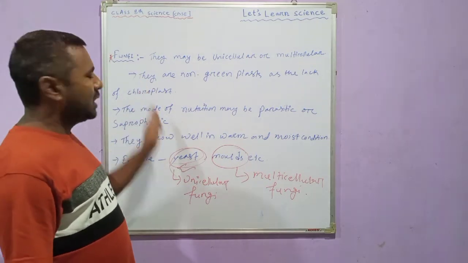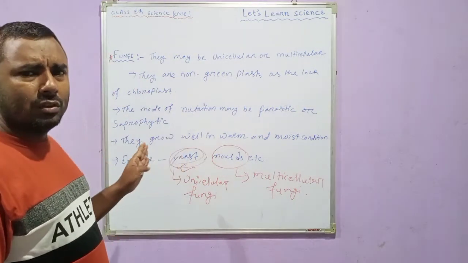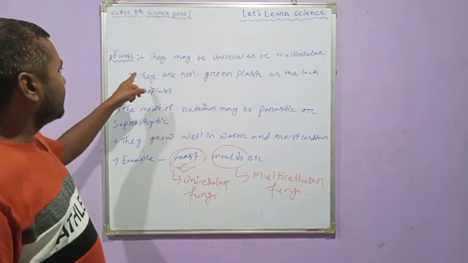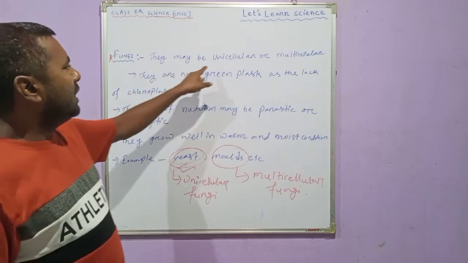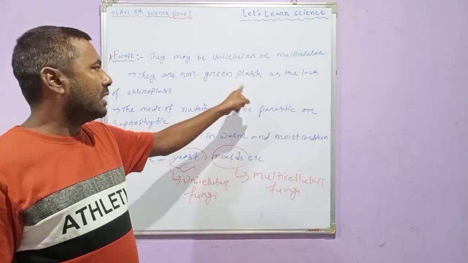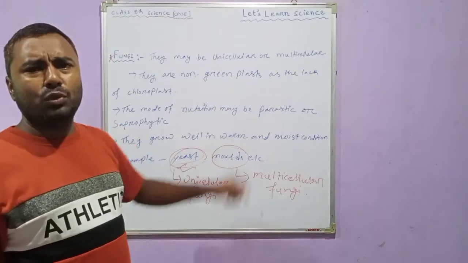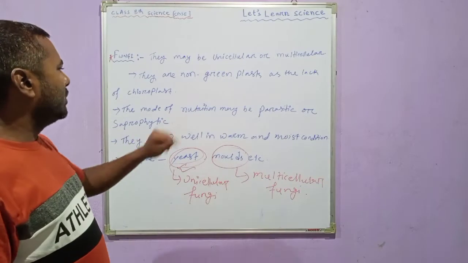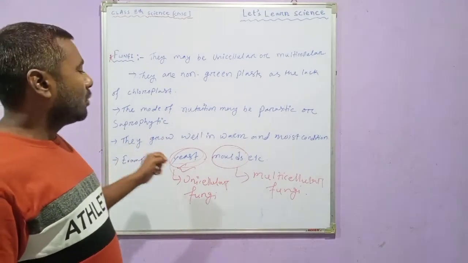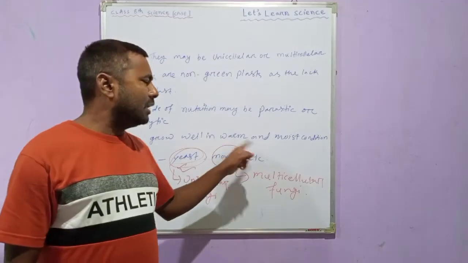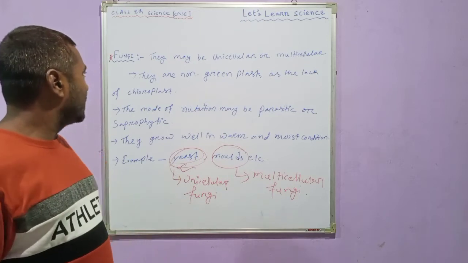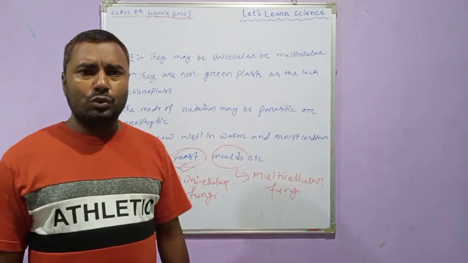So this much only about fungi. It's not so tough. I hope you can easily remember. Let us revise. So they may be unicellular or multicellular. They are not green plants. They are like plants and their plants are non-green plants as they do not possess chloroplast. The mode of nutrition is parasitic or saprophytic. Then they grow well in moist and warm condition. And some of the examples of fungi are yeast and molds.